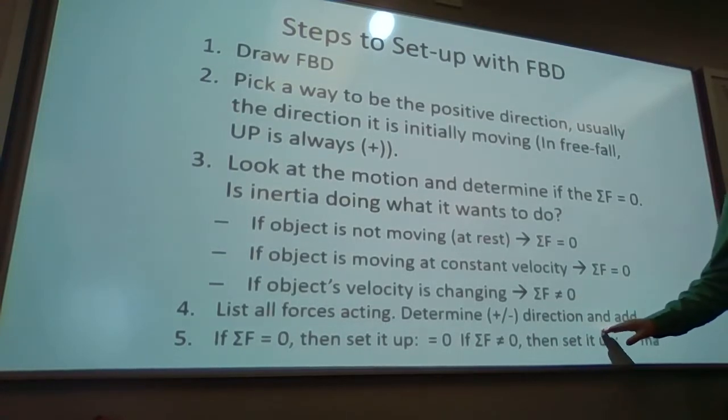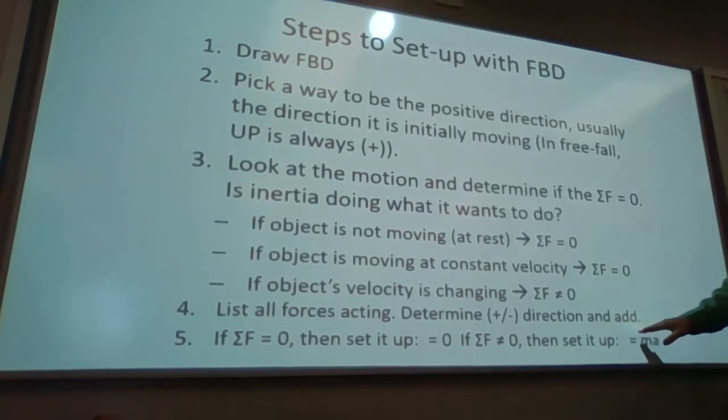Then add up all the forces, keeping in mind the direction, which one's positive or negative. And then if it's equal to 0, set that up equal to 0. If it's not equal to 0, set that up equal to mass times acceleration. This is what I'm talking about when I say set it up. Draw the free body diagram and then set up the net force. All 5 steps. That's what I'm talking about. Okay.